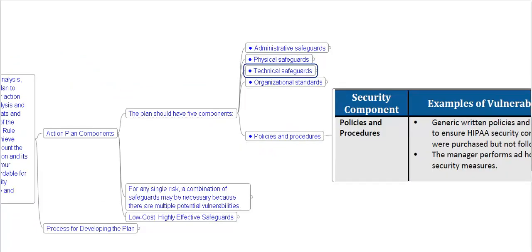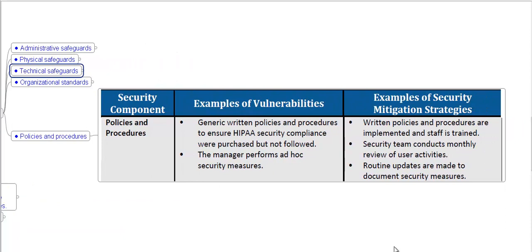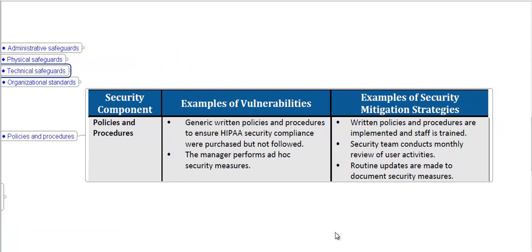Security component: policies and procedures. Examples of vulnerabilities: generic written policies and procedures to ensure HIPAA security compliance were purchased but not followed, and the manager performs ad hoc security measures. Examples of security mitigation strategies: written policies and procedures are implemented and staff is trained. The security team conducts a monthly review of user activities, and routine updates are made to document security measures.